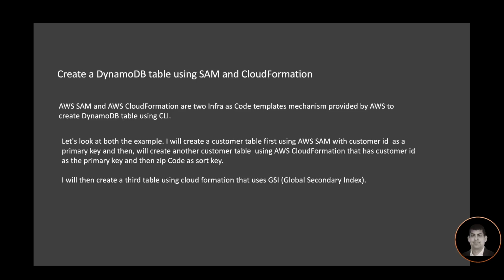I'll create a customer table first using AWS SAM with customer ID as the primary key, and then we'll create another customer table using AWS CloudFormation that has customer ID as the primary key and zip code as the sort key. I will then create a third table using CloudFormation that uses GSI, Global Secondary Indexing.